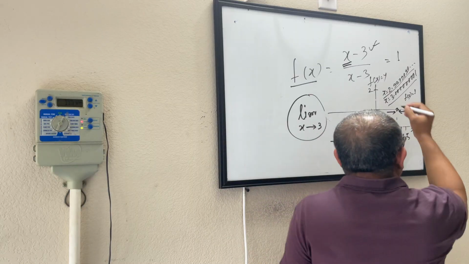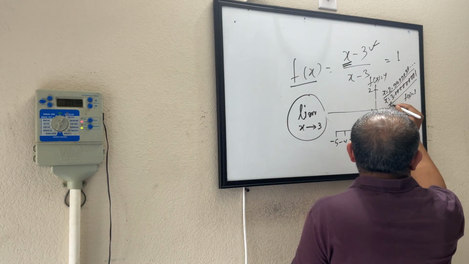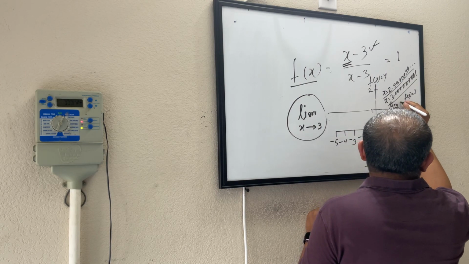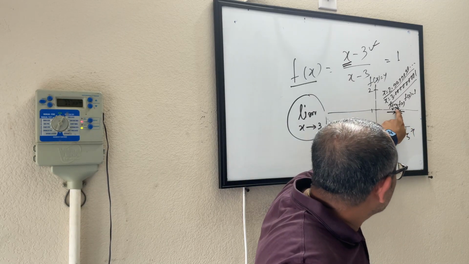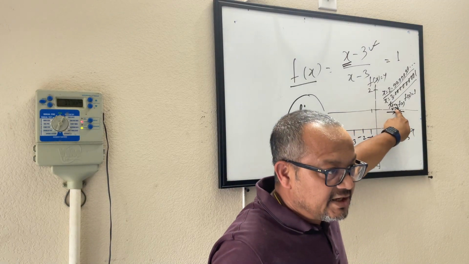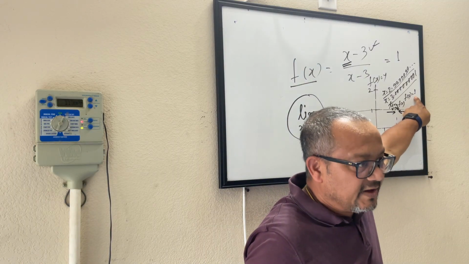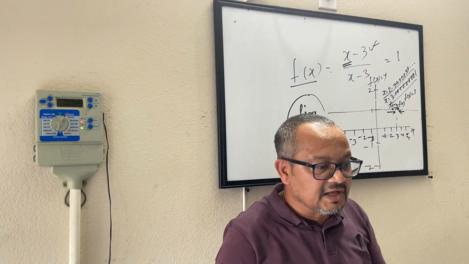But except for limit x approaching 3. So this says except for this scenario when x equals 3, everything else is equal to 1. Our function of x is equal to 1. So this is how you can represent that or think about it in a graph.